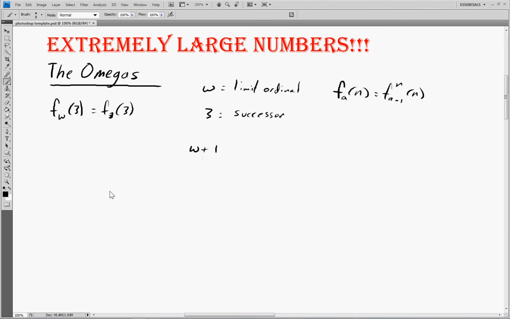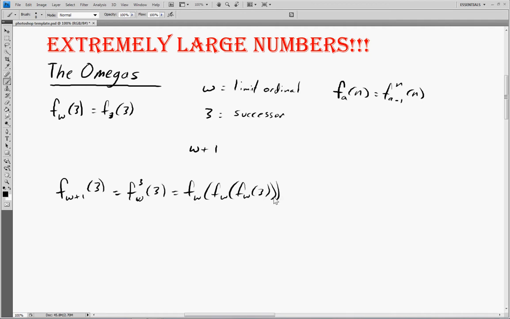So what happens when we plug this into the fast-growing hierarchy? Let's find out. F sub omega plus 1 of 3. Well, what's the first thing we do? We have a successor on the outside right here. So that means that we follow this equation here. So let's do that. We have f and n copies, which is 3, of a minus 1. Well, what's a? A is omega plus 1. Omega plus 1 minus 1 is just omega. So we have 3 copies of the f omega function of 3. Let's expand that out. F omega of f omega of f omega of 3.